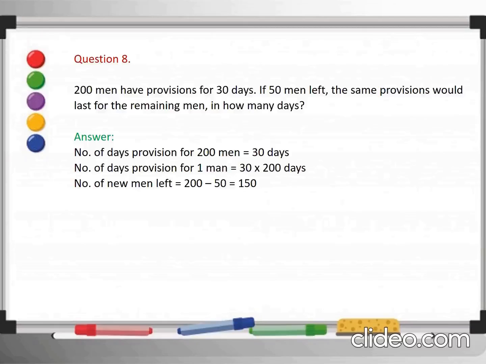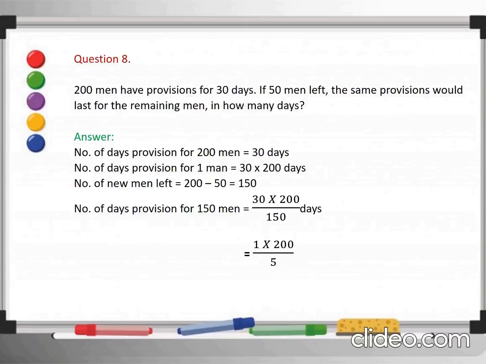Now, number of days provision for 150 men equals 30 into 200 upon 150 days. Now we can cancel 30 and 150. 30 ones are 30, 30 5s are 150. So we'll get 1 into 200 upon 5, which equals 1 into 40 equals 40 days. Therefore, number of days provision for 150 men equals 40 days.